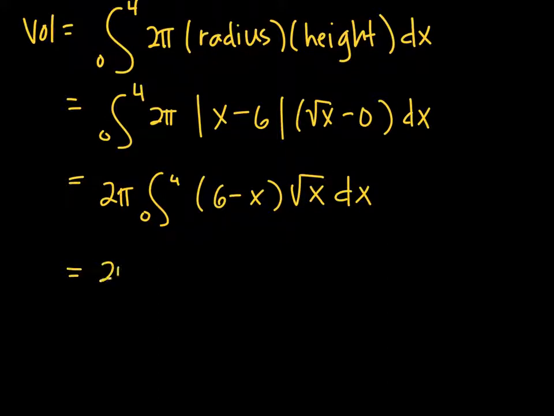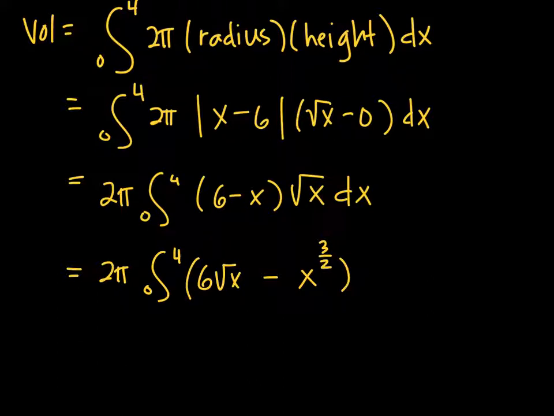So we want to clean this up, and we want to distribute. And so I'll have 6 root x minus x to the 3/2. And I will take the antiderivative of those two to complete. I'm not going to finish that. That's not the point. I just wanted you to see the difference of doing an absolute value.